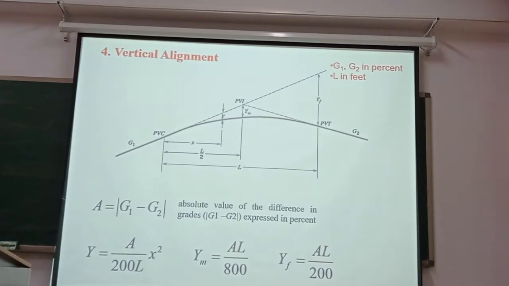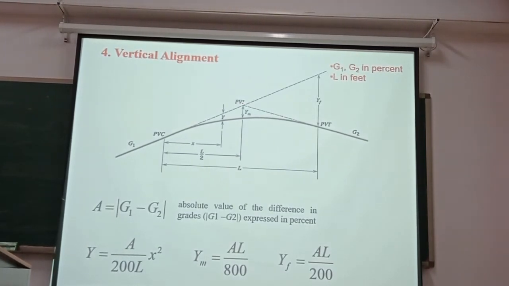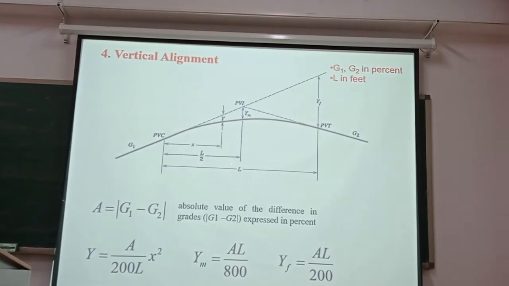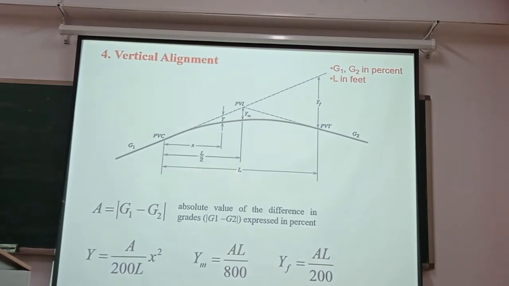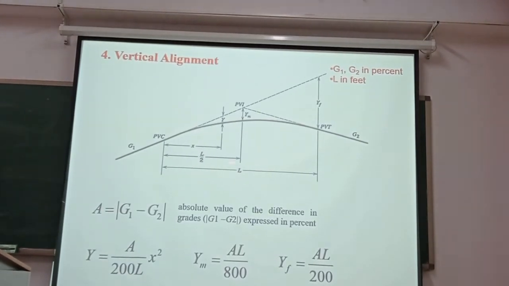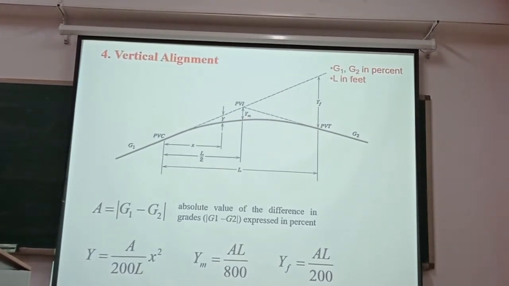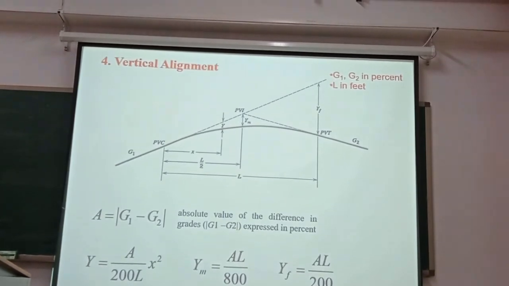Okay, I don't get it. Ym is at L when X is equal to L divided by 2, which is the middle of the curve. But right now X is not equal to L divided by 2.